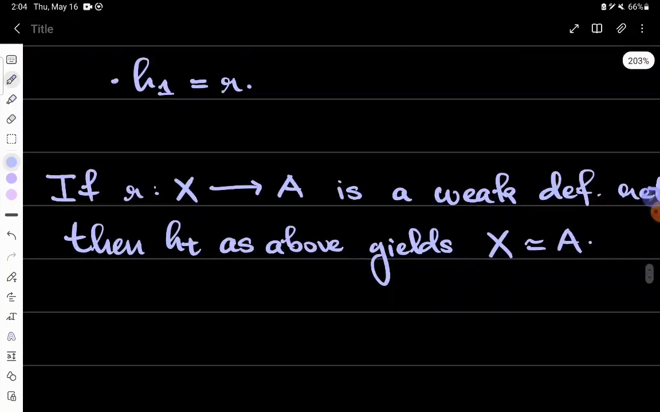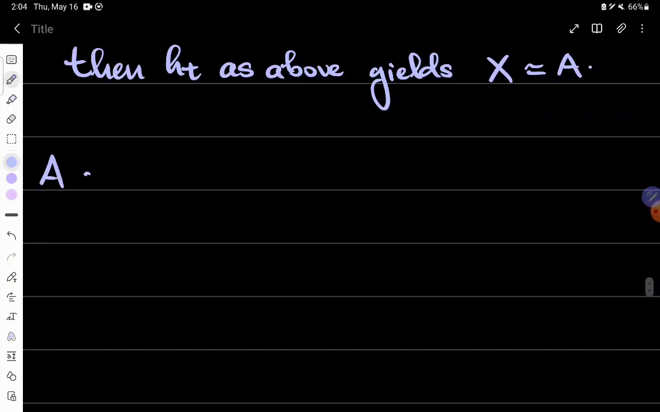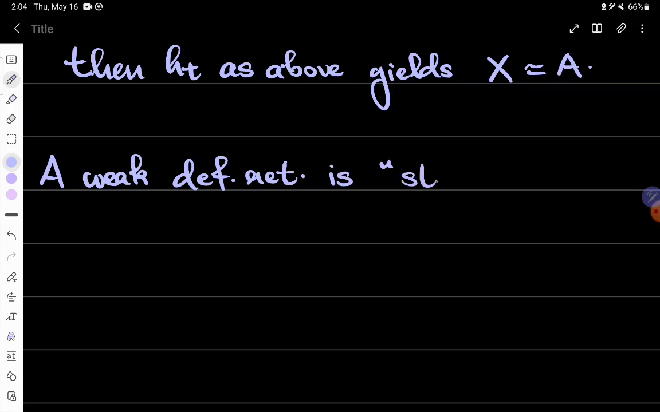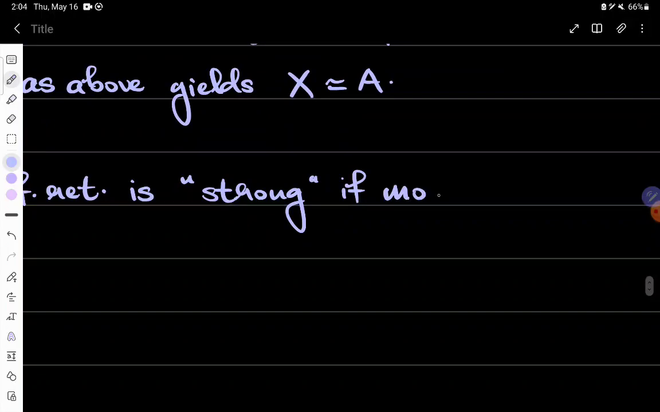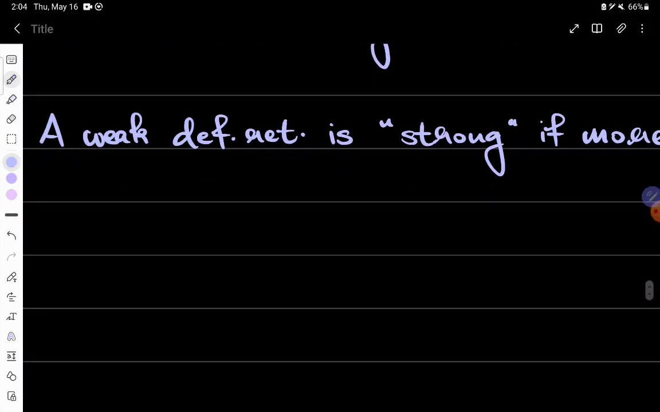And moreover, a weak deformation retract is actually strong if, in addition to these two bullet points and notation as above, the restriction of the homotopy to the subspace is the identity map.